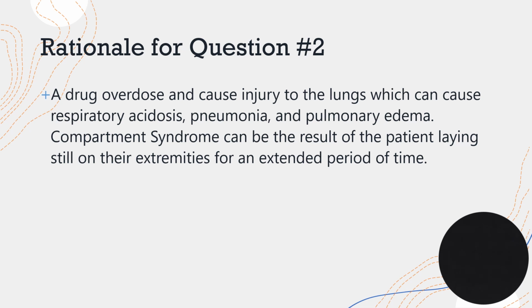Compartment syndrome can happen due to a drug overdose because of the way Mr. Shea was laying and for how long he was laying on his extremities for an extended period of time, because it blocks the blood from going to the nerve cells and the muscles. That's why compartment syndrome can be a complication of drug overdose.